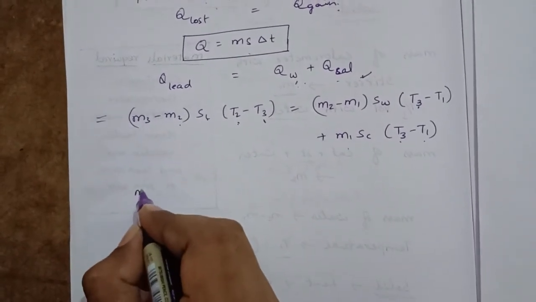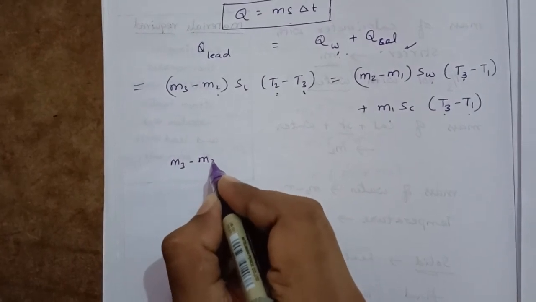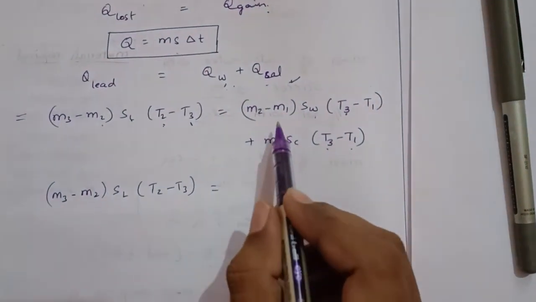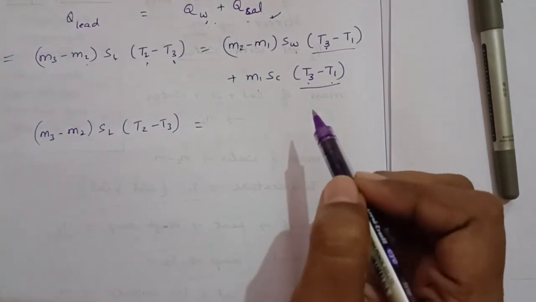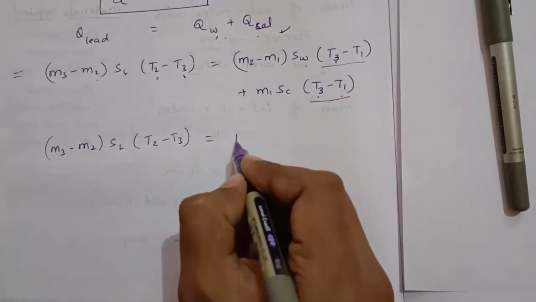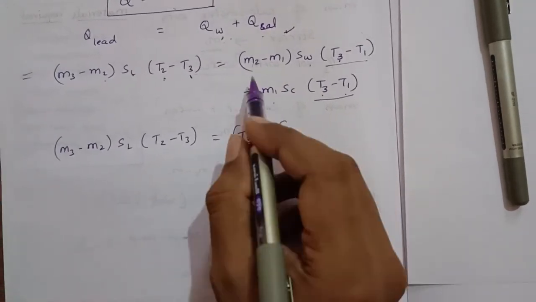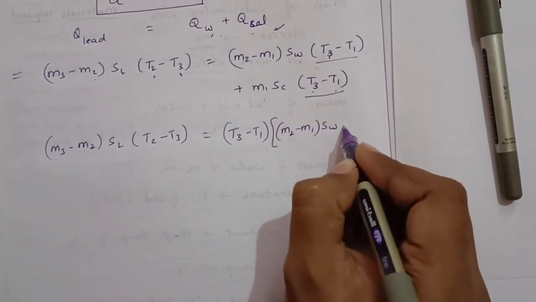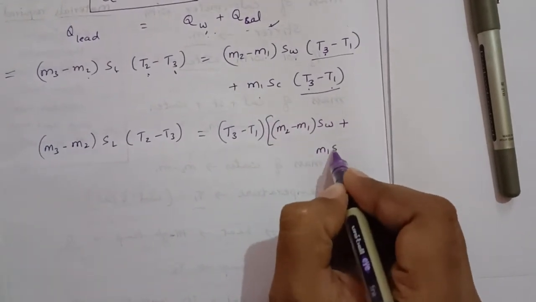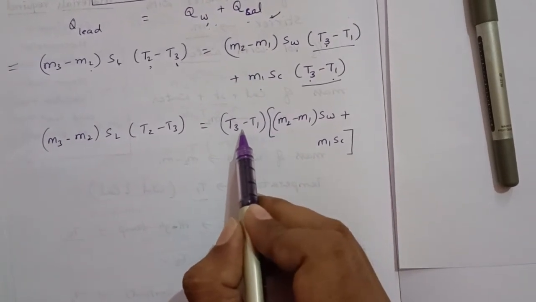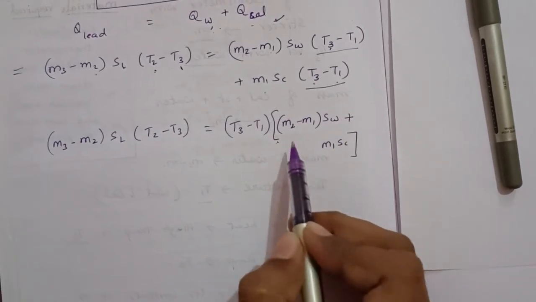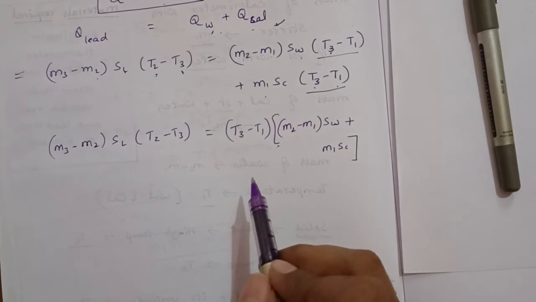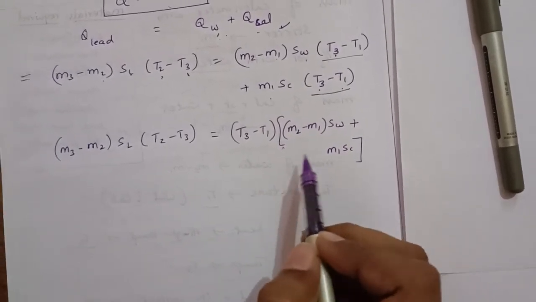So as it is I am writing, M3 minus M2 SL, no change here, T2 minus T3 equals, here T3 minus T1 I am taking common. If I take T3 minus T1 common, then what remains? M2 minus M1 into SW plus M1 into SC. Here we have taken the entire thing common, so brackets. These brackets are very important. If you forget even one bracket, its meaning will change. So we should remember these brackets.